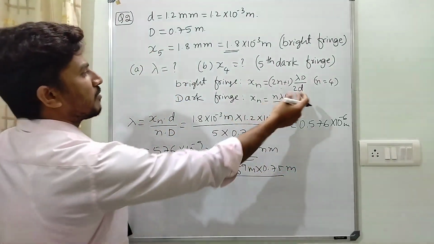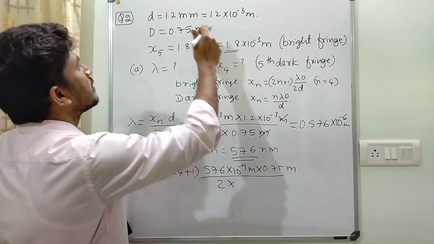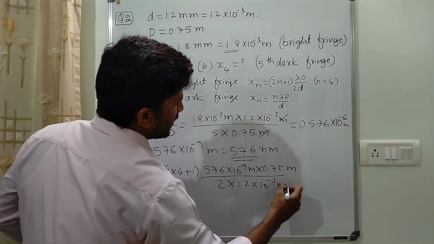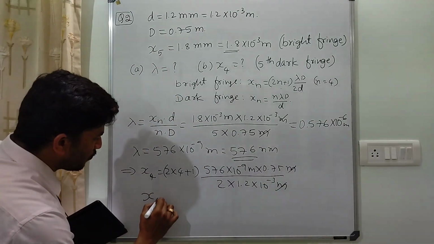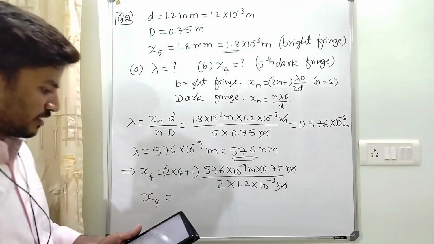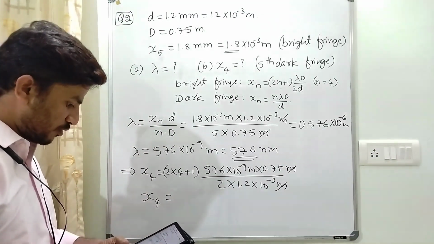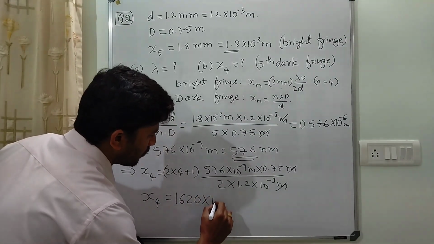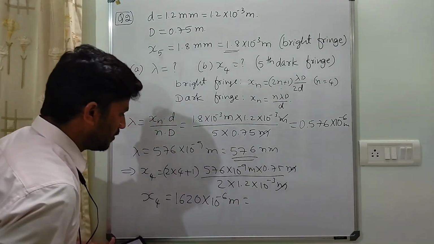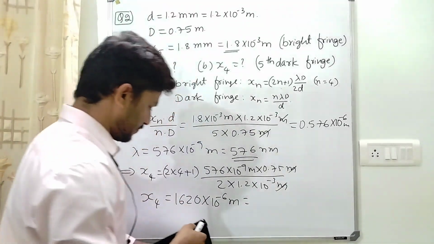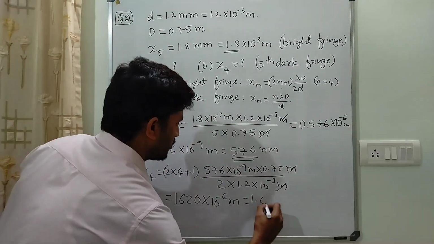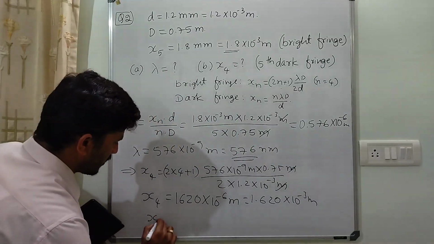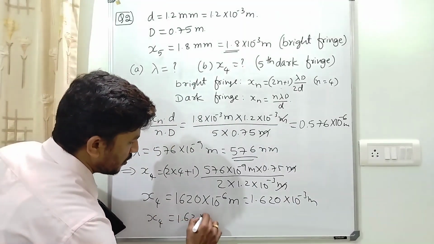divided by 2 into small d. Small d is 1.2 into 10 to the power minus 3 meter. Again, meter will cancel out. The distance of the fourth dark fringe you will get is somewhere around 1620 into 10 to the power minus 6 meter. Let me keep it in millimeters. 1, 2, 3. So that is 1.620 into 10 to the power minus 3 meter. Therefore x4 is equal to 1.62 millimeter.